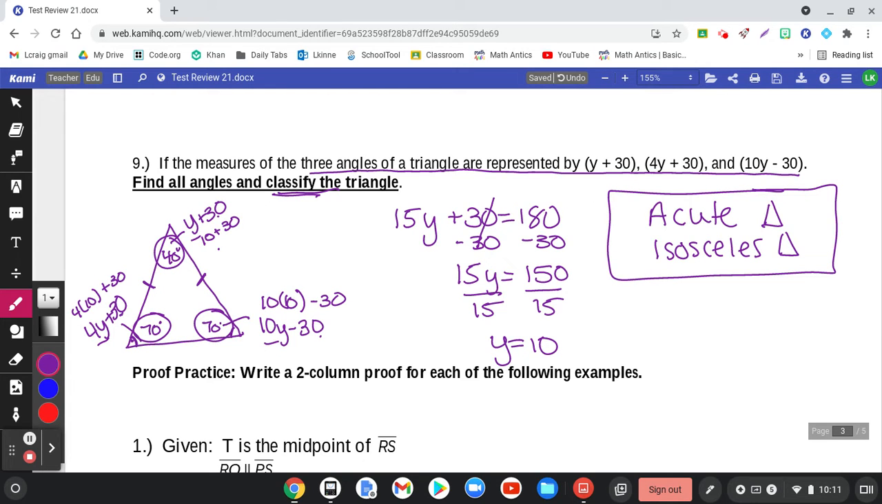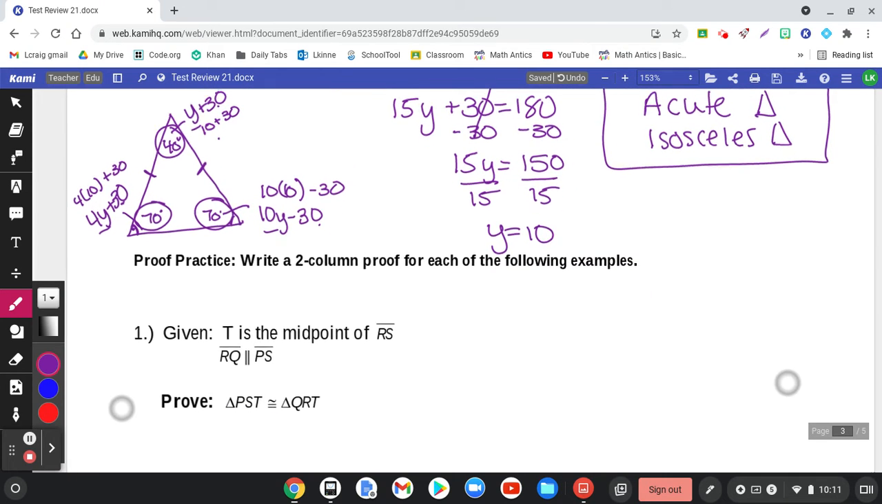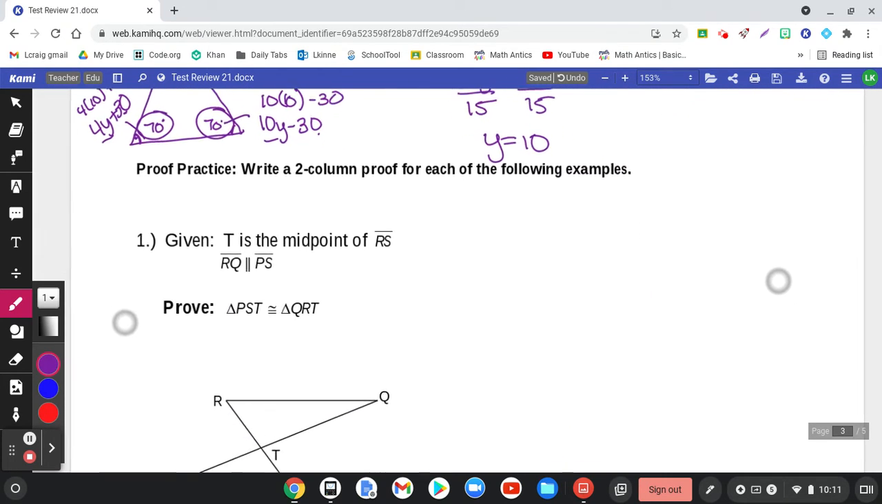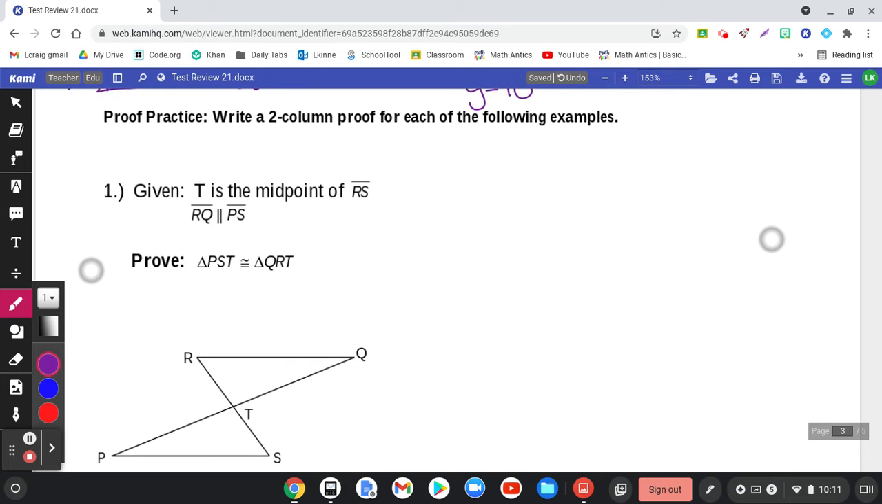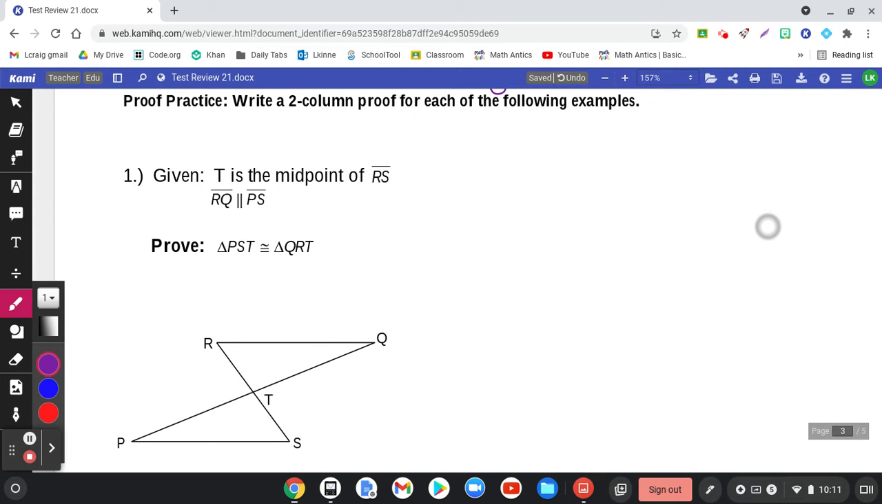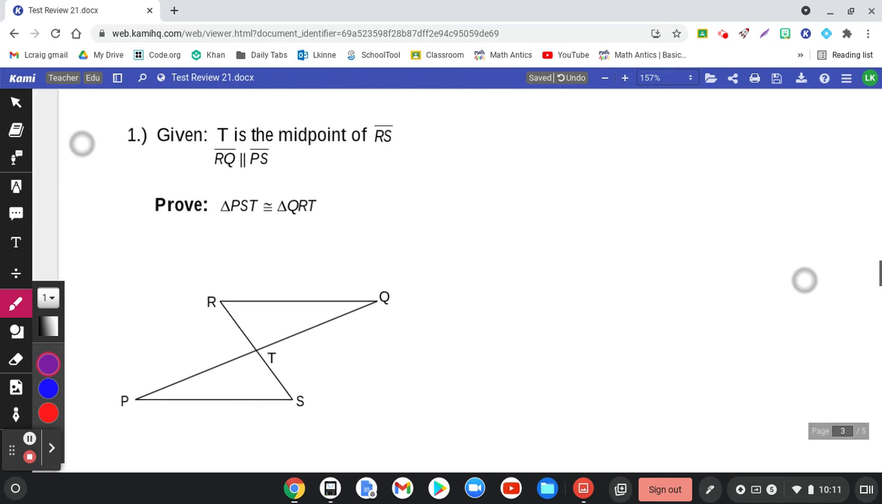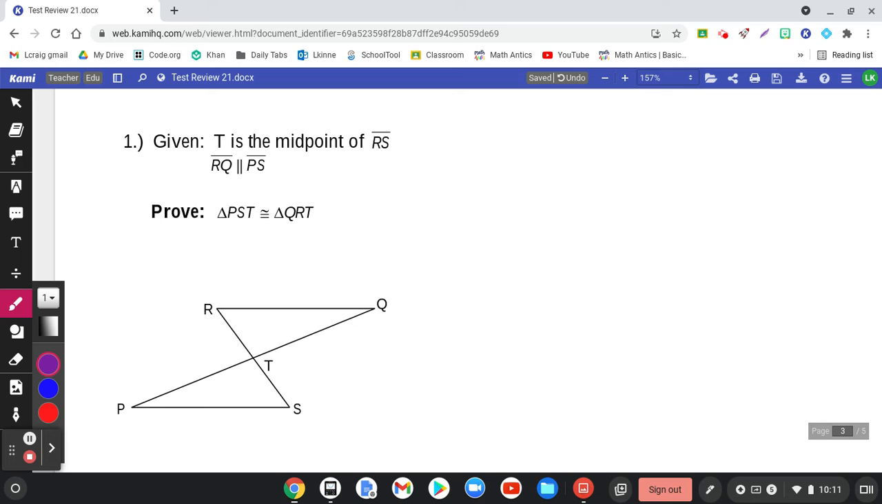So again, make sure you answer the question. I wanted to know the angles and to classify using the name. All right, time for our 2-column proofs. I'm going to pause the video, or actually I'll leave it on. If you need to pause it at any point, just do that so you can catch up. You don't have to scribble all this down. That's the nice part about having the videos at home.